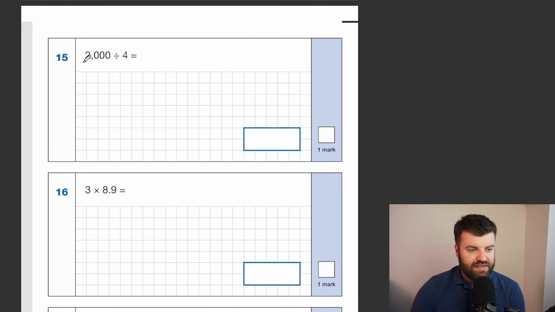Can you notice that there is a hidden 20 in here? 20 divided by 4 is 5, and then put your 2 placeholders on at the end. And the answer is 500. Another way of looking at this is looking at divide by 4. You might know a shortcut here. Dividing by 4 is the same as divide by 2, and then divide by 2 again. So you could half the number twice. Half of 2,000 is 1,000. Half of 1,000 is 500.